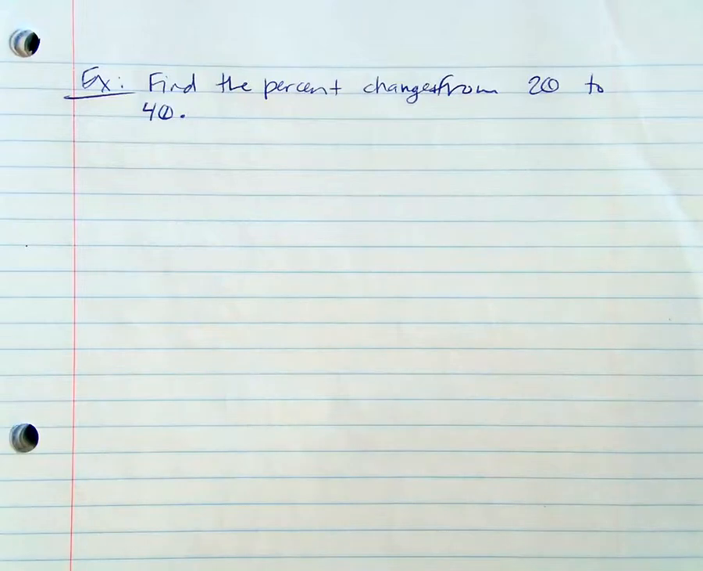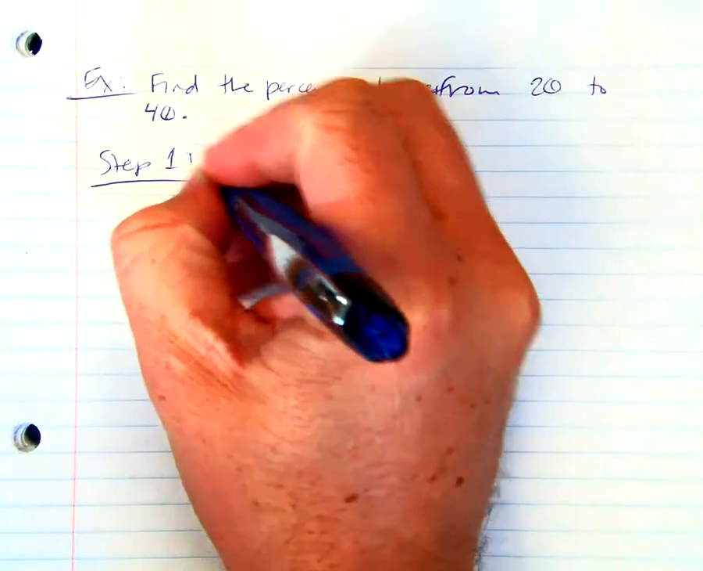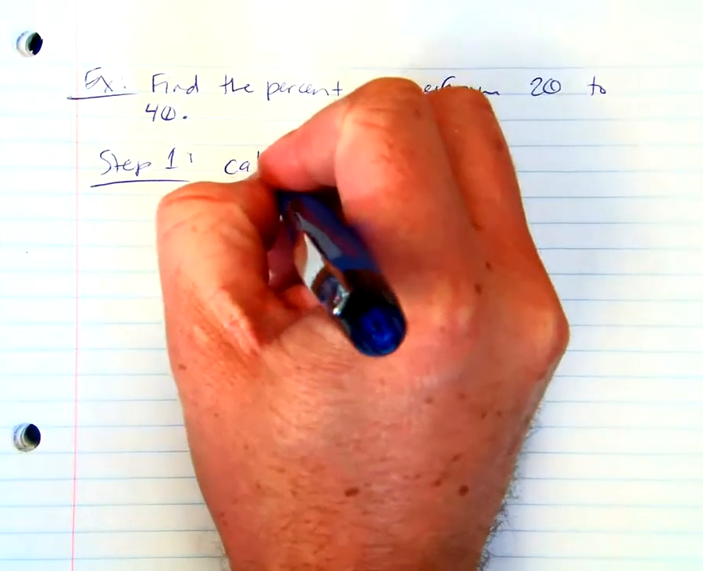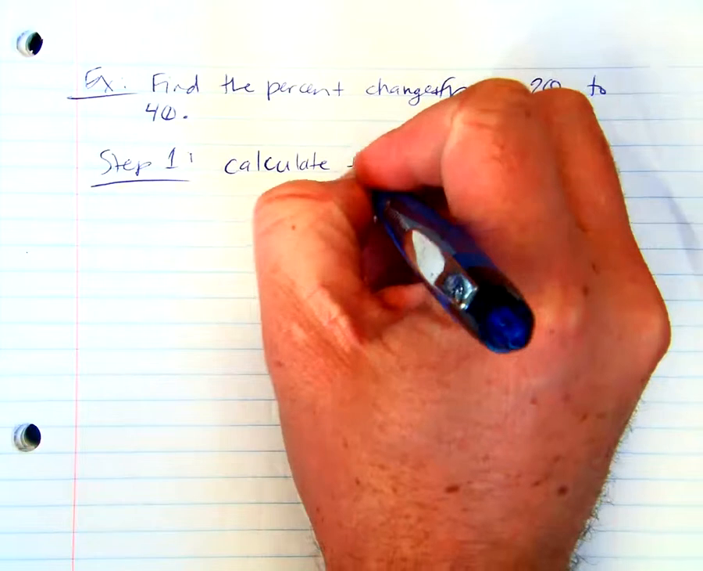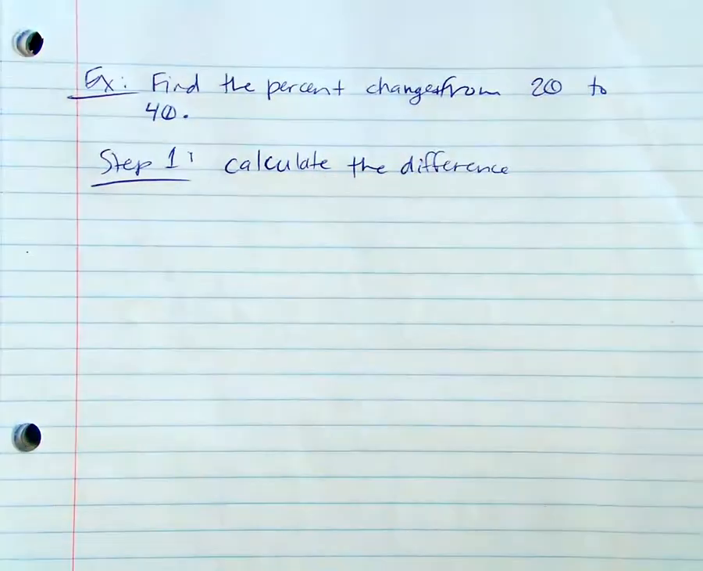If I'm supposed to find the percent change, there are a couple different things I need to do. First of all, I need to find out exactly how much it's changed. So the first thing you're going to need to do, step one, is I need you to actually calculate the difference. And by difference, I mean we're going to subtract these.